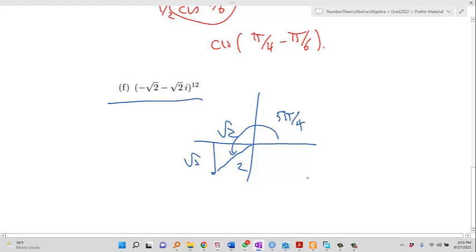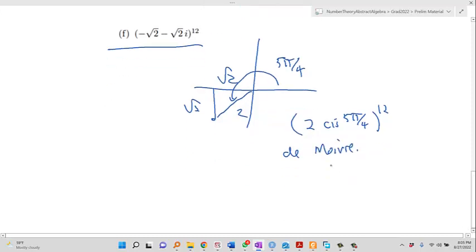So what you have here is 2 cis 5 pi over 4, to the 12th. All right? And then remember your de Moivre's theorem. Okay, and also you can reduce by 2 pi, right? If I take this cis 5 pi over 4 to the 12th power, that's going to be cis of 12 times 5 pi over 4, which is actually cis of 15 pi. Remember, you can reduce that down.